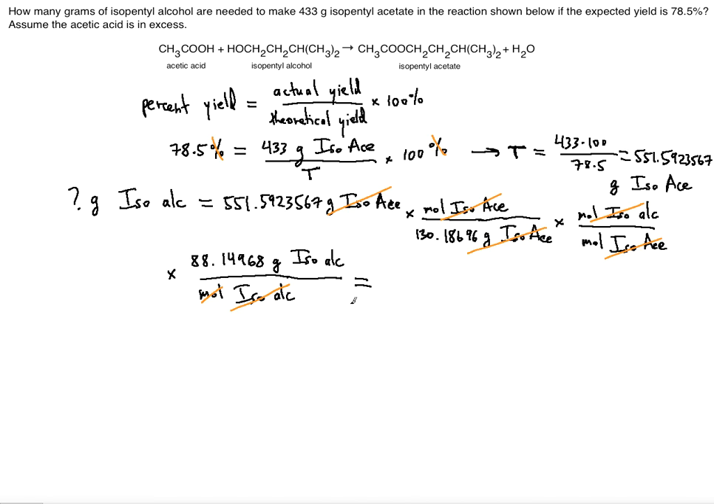So if you do this on the calculator, multiplied by 551.5923567, you need to round to 3 significant figures. The result is 373.4835634, so let's round it to 373 grams of isopentyl alcohol.